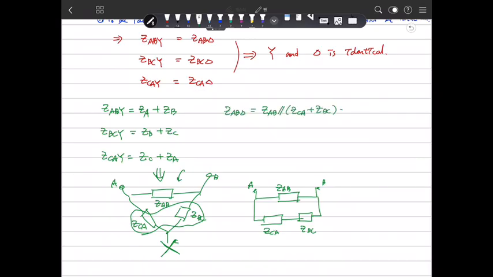Then if we calculate that, the result is GAB plus GBC plus GCA in the denominator, and GAB GCA plus GAB GBC in the numerator.